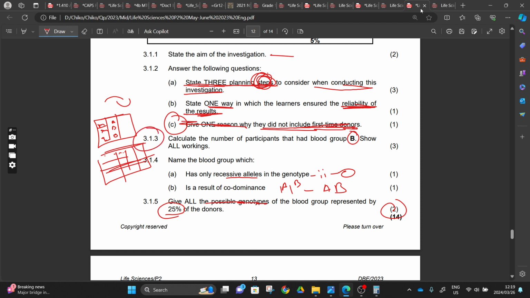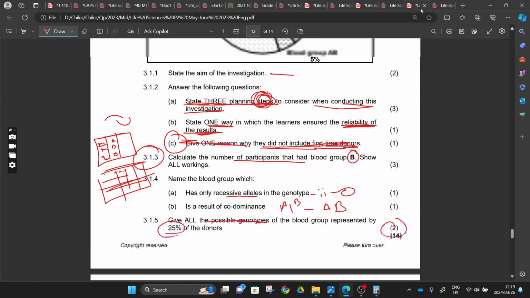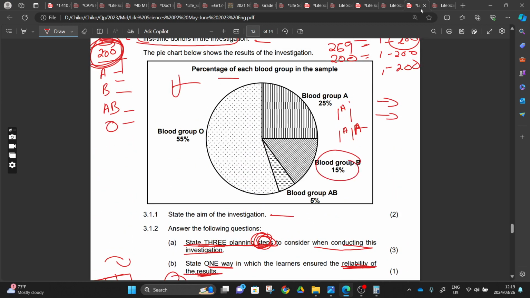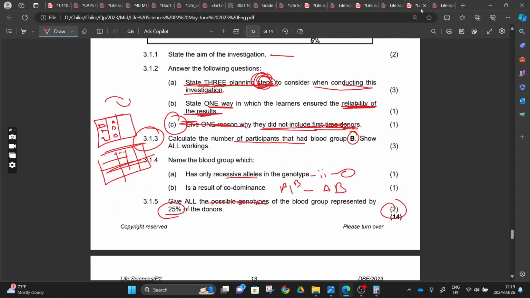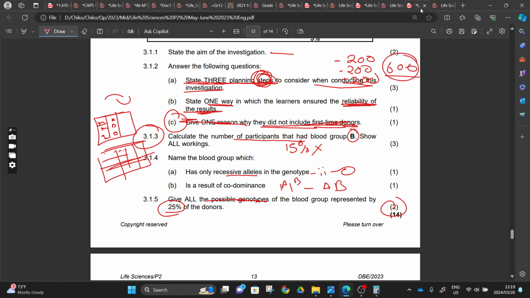And then 3.1.3, calculate the number of participants that had blood group B. Show all your calculation. Blood group B is 15%. Then you are going to have 15% of something. 15% of what? We have two times 300, that means it is 600. So out of these 600 individuals, we only had 15%. Then we are going to multiply this by 600, and we are going to have an answer here. And then name the blood group.